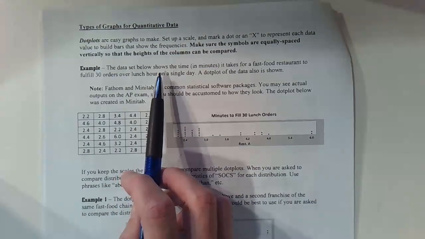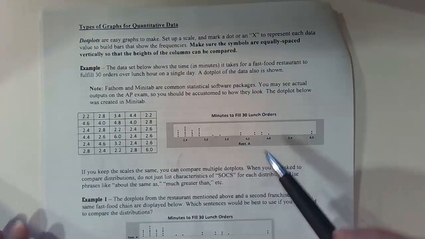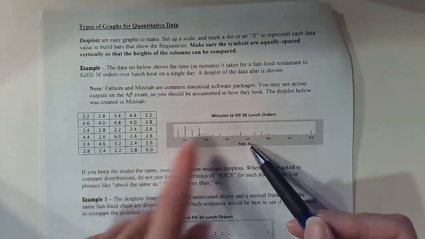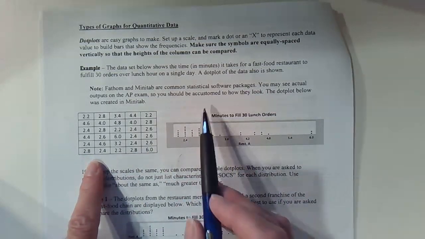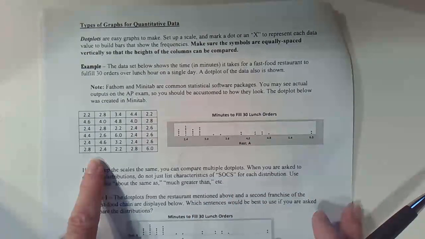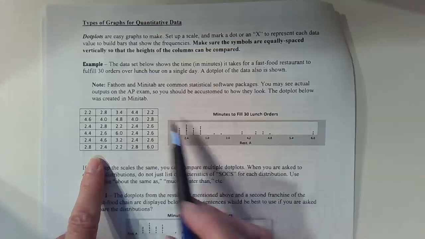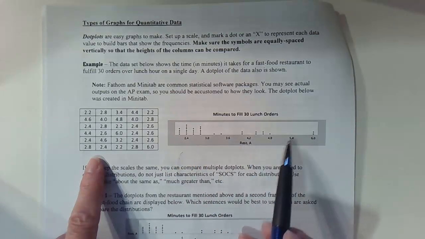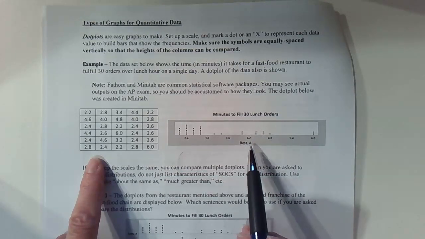The data set below shows the time in minutes it takes for a fast food restaurant to fulfill 30 orders over a lunch hour on a single day. So this dot plot right here represents the number of minutes to fill the 30 lunch orders. And I mentioned here, there are a couple of statistical software packages that you can use if you had them. One of them is Minitab. That's what we use at school. And this dot plot was created in Minitab. Excel does not create dot plots.